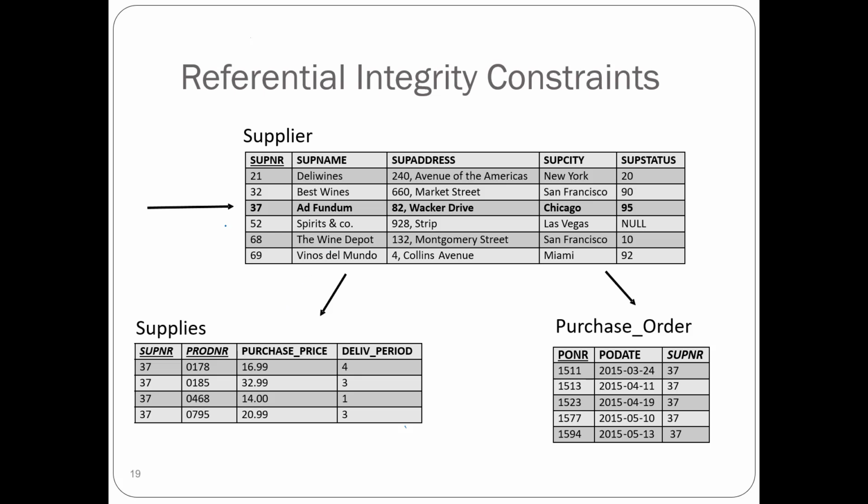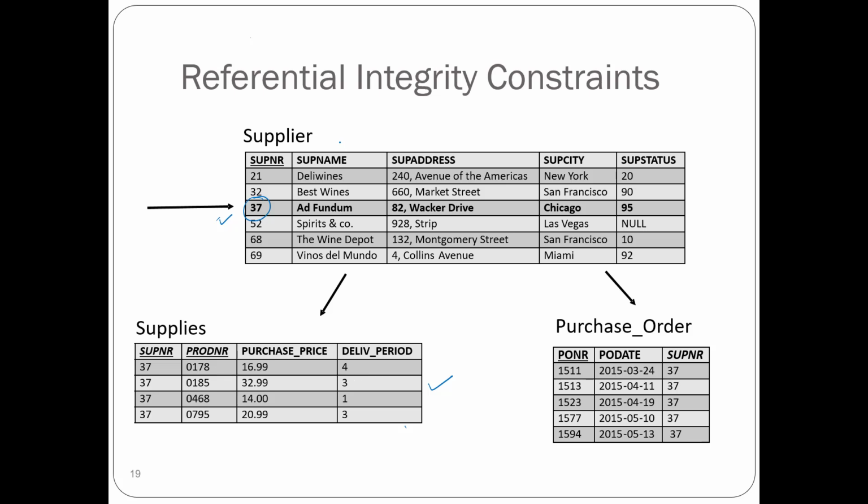If we want to update or delete the supplier with the supplier number 37, then with restriction, this update or the deletion of this tuple would be restricted because there are tuples from the other tables, like 4 tuples from supplies and 5 tuples from purchase order, that are referencing this tuple. So as long as we have a referencing tuple for a specific tuple in the supplier table, we cannot update or delete those. That's the restrict option.